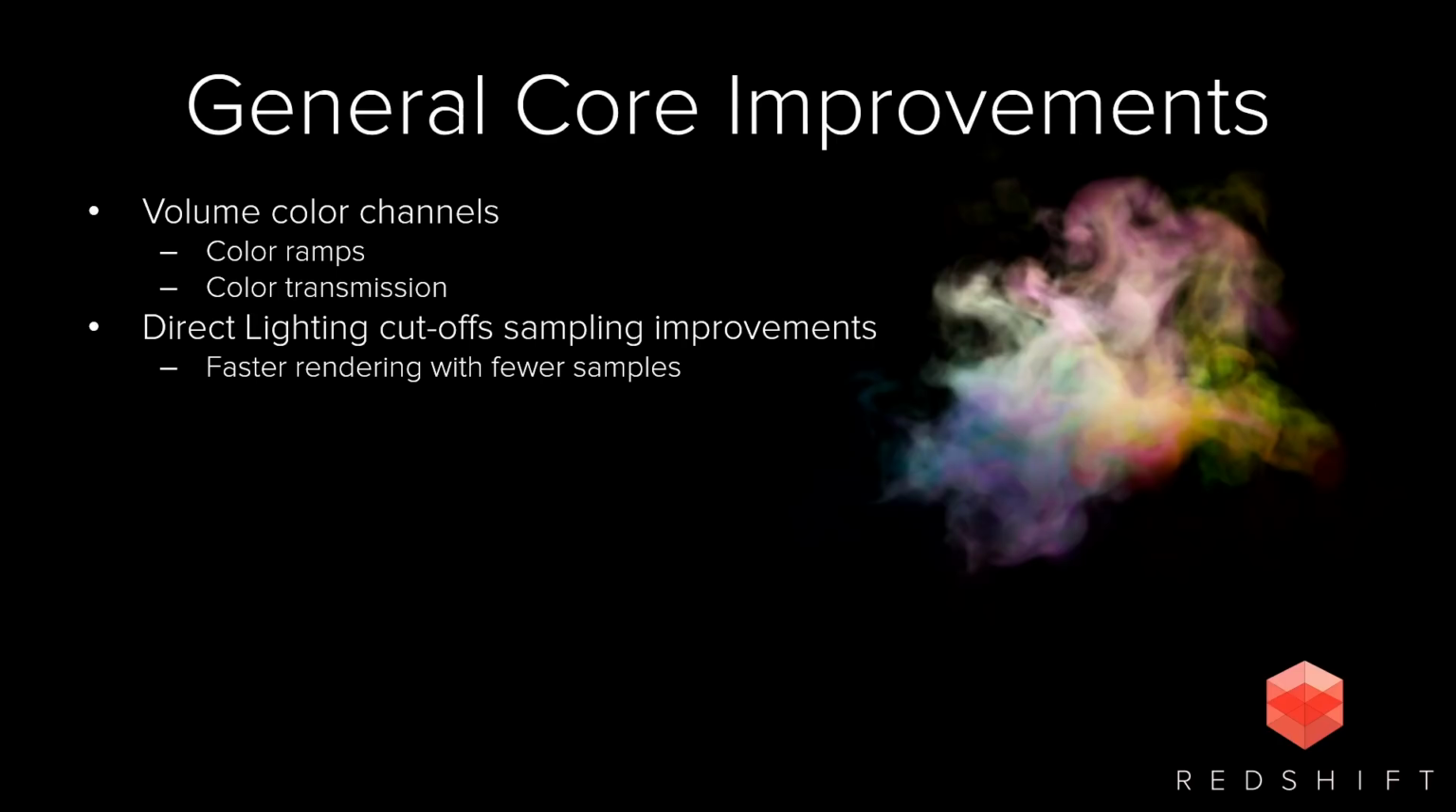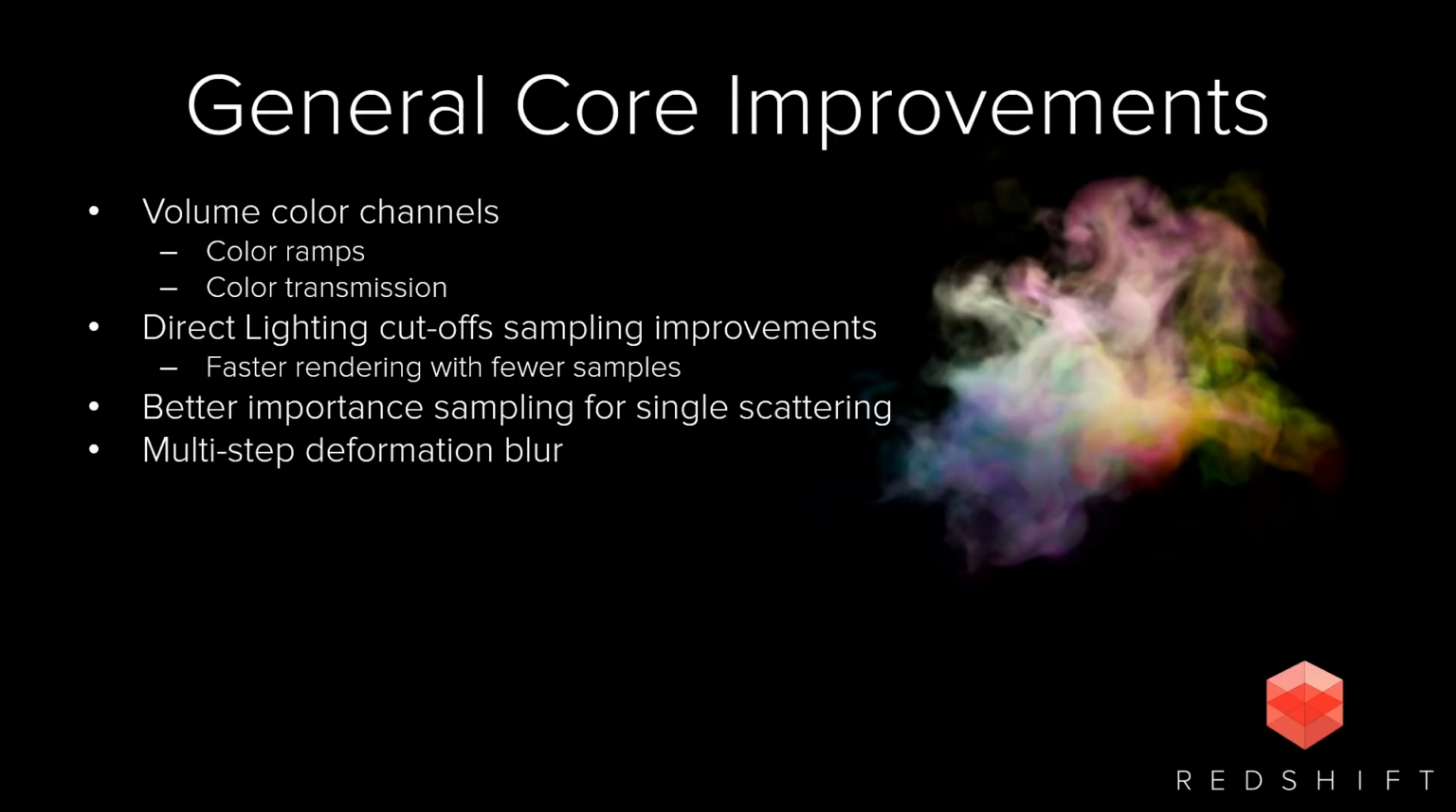Anyway, when we looked into it, we found that it was a random numbers problem, and this was actually biasing the cutoffs to do things that they shouldn't do. So we fixed that problem, and now we could happily tell the artist that they can actually increase the cutoffs threshold and lower the number of samples, and they get better looking and faster results than they had before. So it was a big win, we thought. In a similar realm, we also improved the importance sampling for single scattering, so you can use fewer samples and get clean results. And we also added multi-step deformation blur.